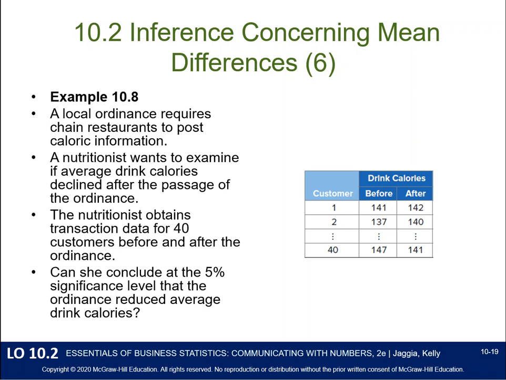The nutritionist has examined, I believe this was for Starbucks, transaction data for 40 customers before the ordinance went into effect, when there was no caloric data given, and then the same 40 customers after the ordinance went into effect. Did what they ordered change? Did seeing how many calories are in that mochaccino make you decide to order something different? And can she conclude at a 5% significance level that the ordinance actually reduced average drink calories?